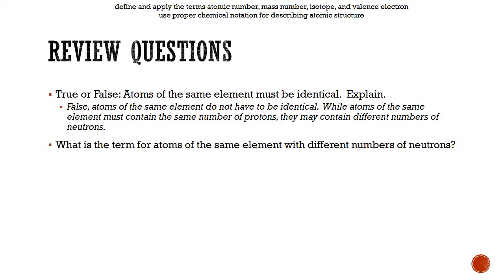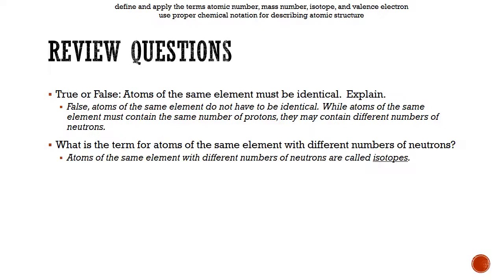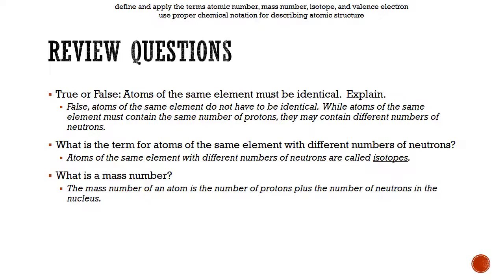Question 2. What is the term for atoms of the same element with different numbers of neutrons? Atoms of the same element with different numbers of neutrons are called isotopes. Question 3. What is a mass number? Mass number of an atom is the number of protons plus the number of neutrons in the nucleus.